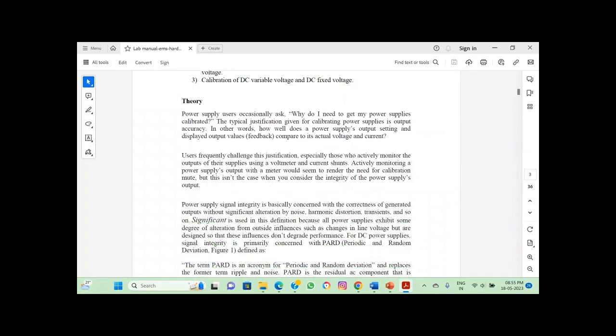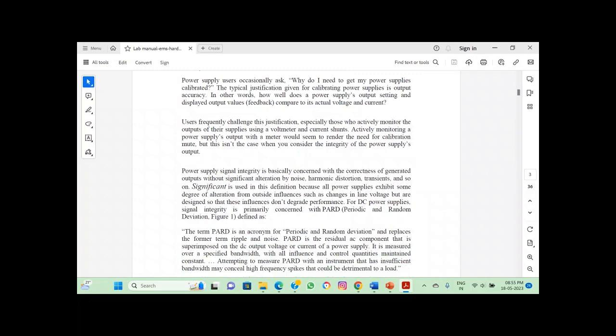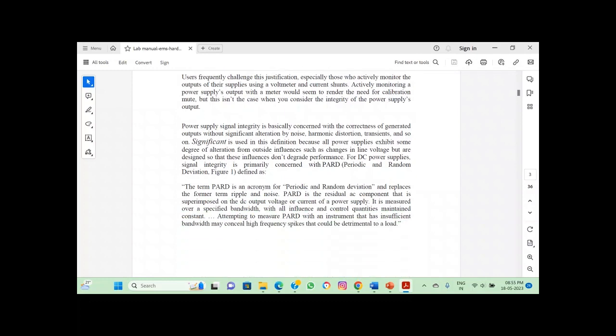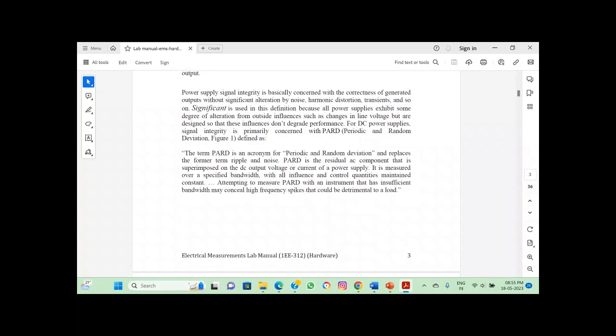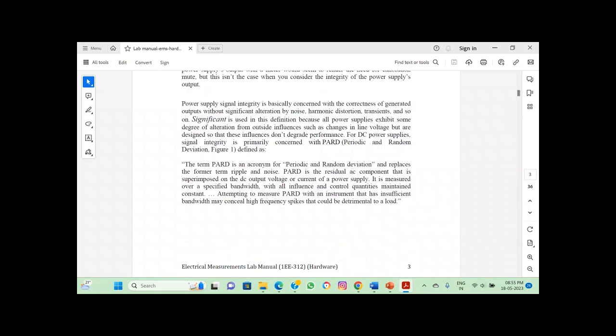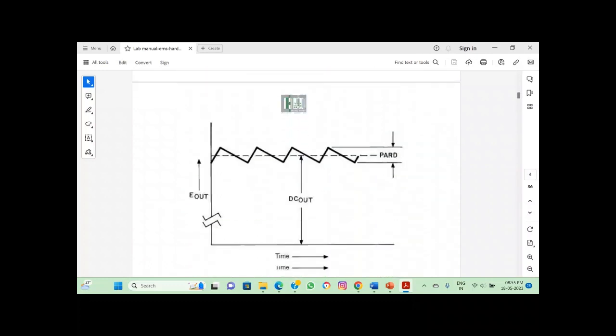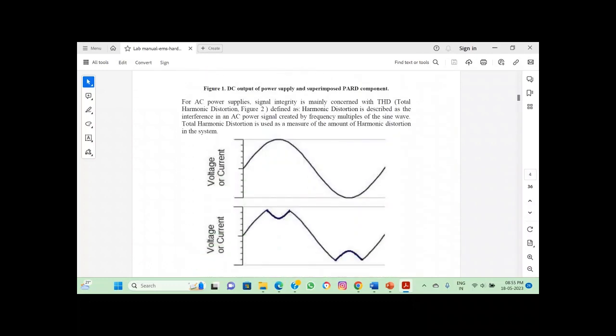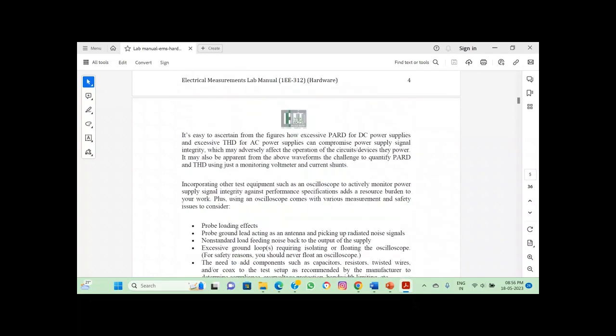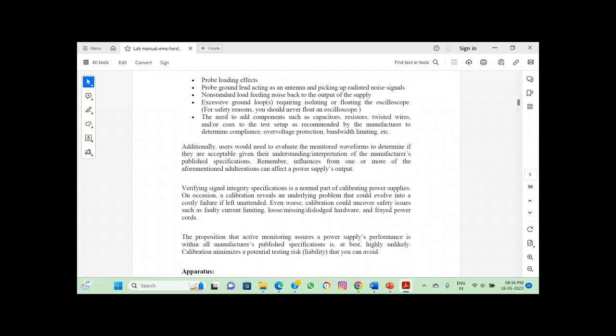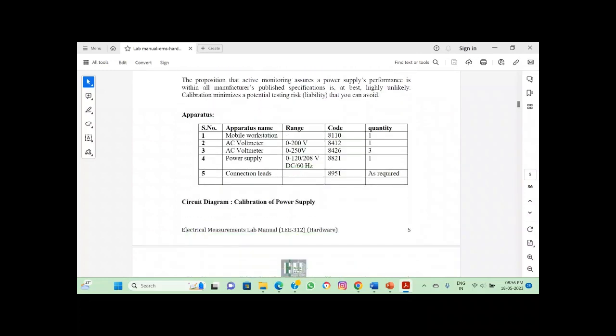So please read this manual carefully. The questions in the exam will come from this manual. This is the acronym PARD, periodic and random deviation. Like this, there may be questions in the exam. Coming to the THD, total harmonic distortion. Like this, there may be some questions.